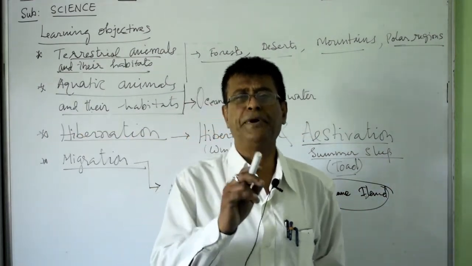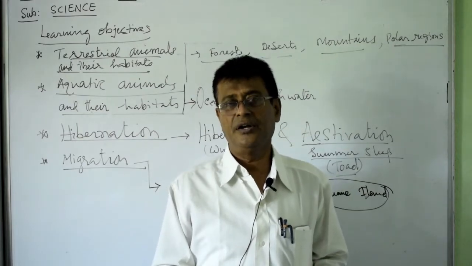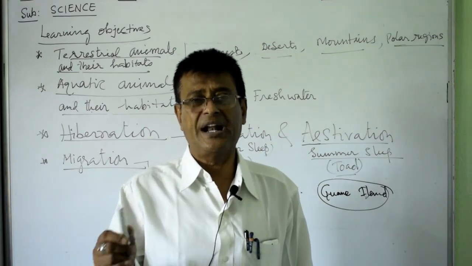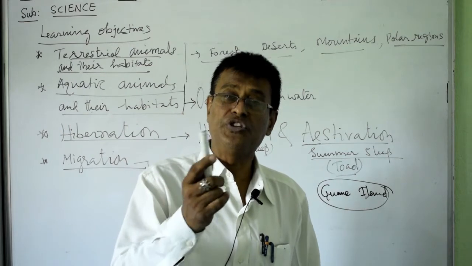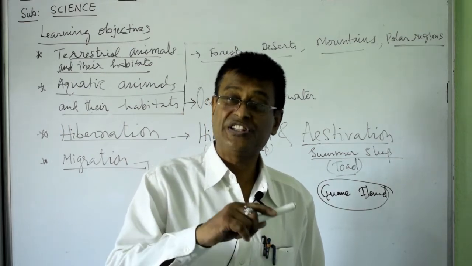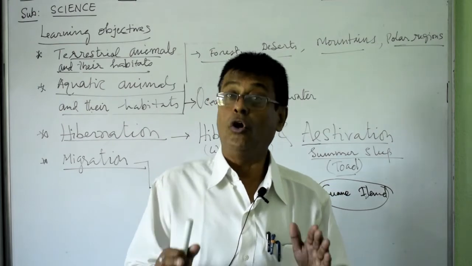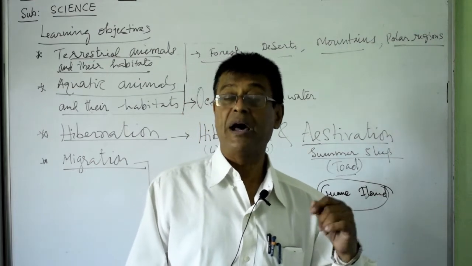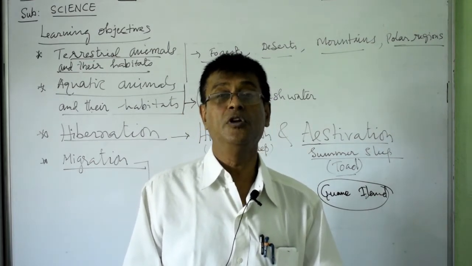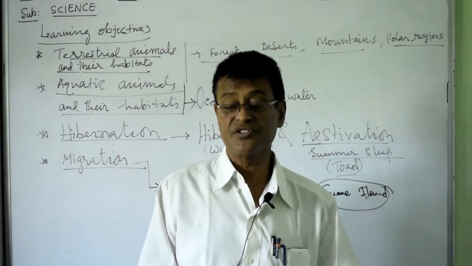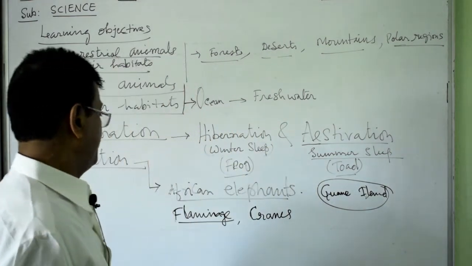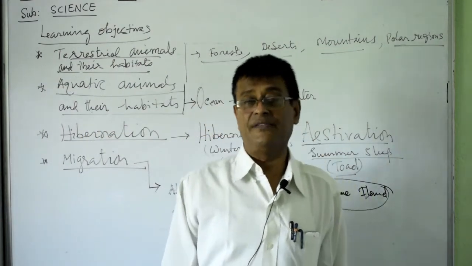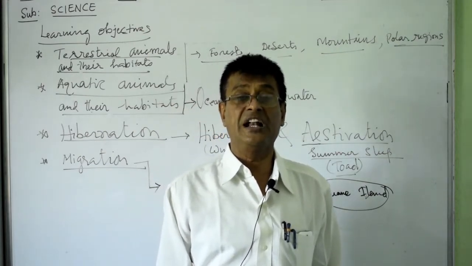Migration is the periodic change of habitat to keep themselves suitable to the surroundings and to rear the new generation successfully. After migration, all the animals and birds that migrated go back to their own place. So migration is a purposeful movement of the animals. Migration is found in flamingos, cranes, and the largest area covered by migration is by the African elephant, by walking.